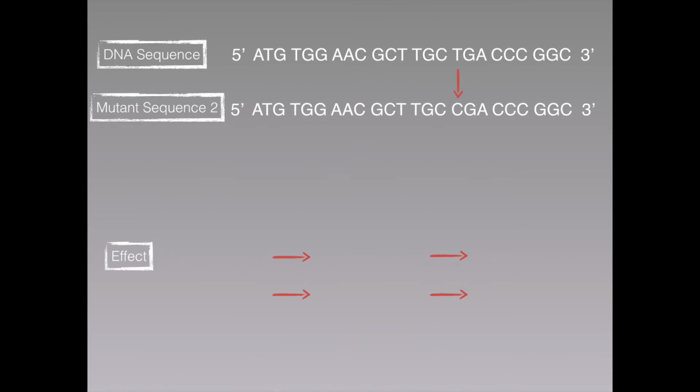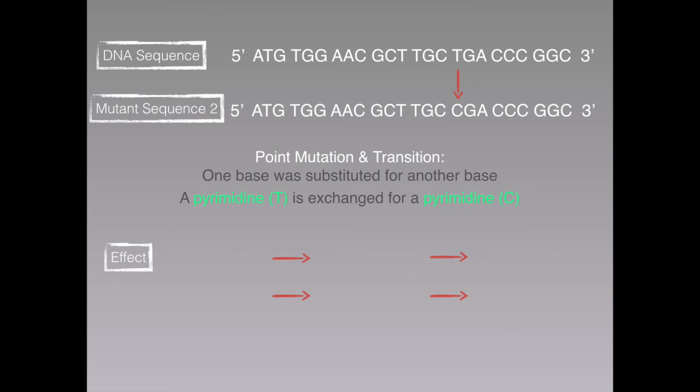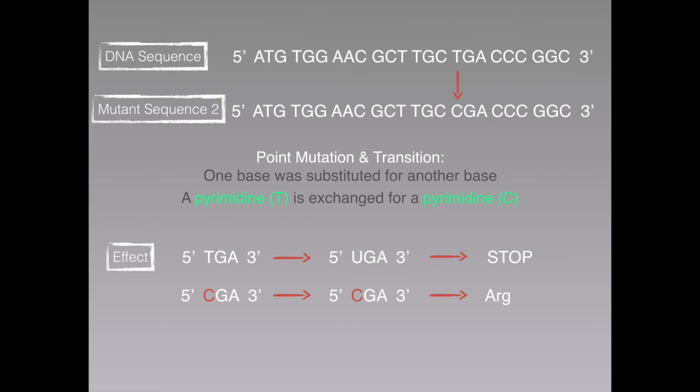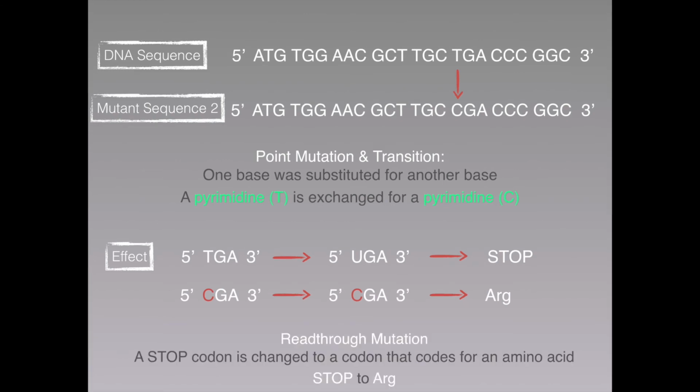In our next mutation, T has become C in the mutant strand. This is an example of transition mutations as the pyrimidine T was changed to another pyrimidine C. The original codon TGA changes to UGA, which codes for a stop codon. However, the mutant codon of CGA codes arginine. This is a read-through mutation as a stop codon was changed to a codon that codes for an amino acid.